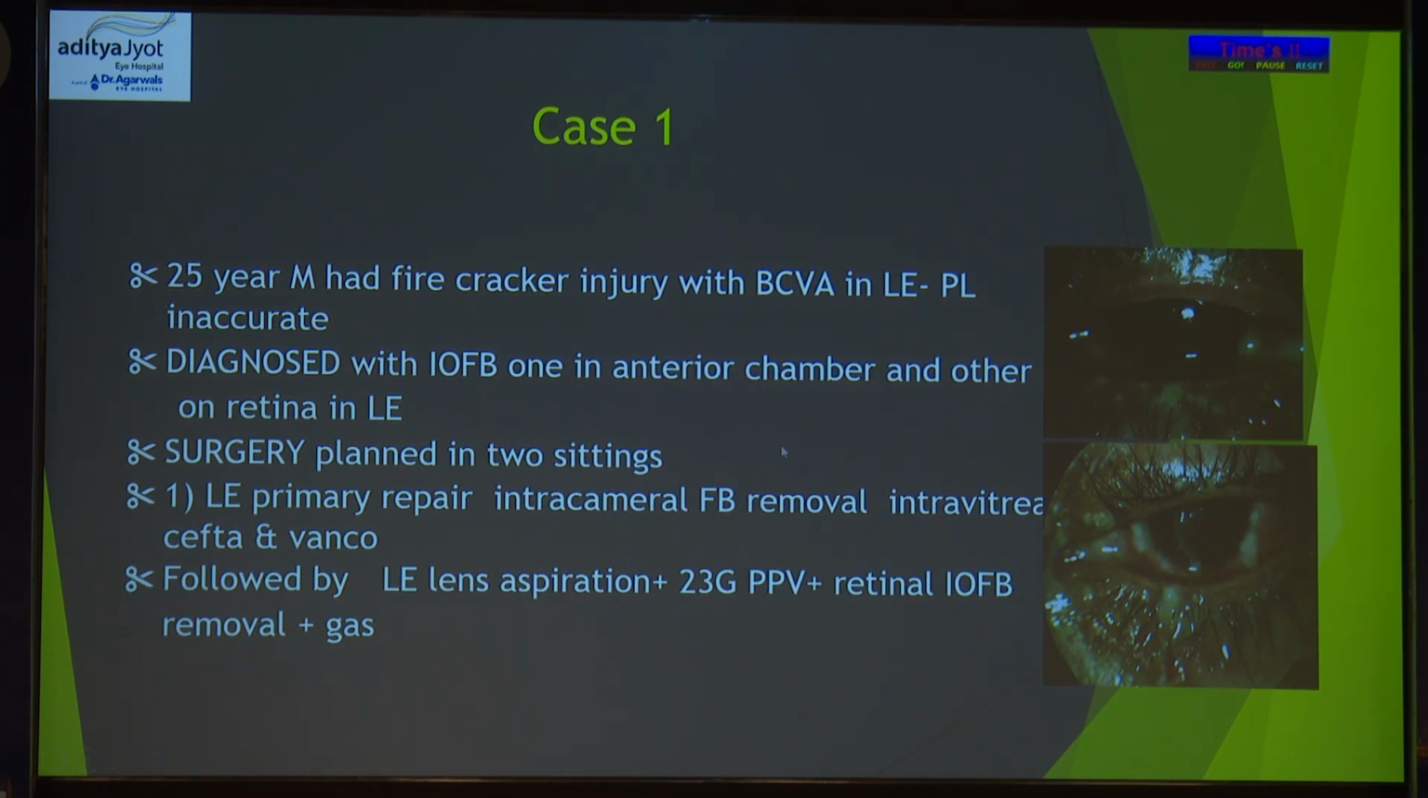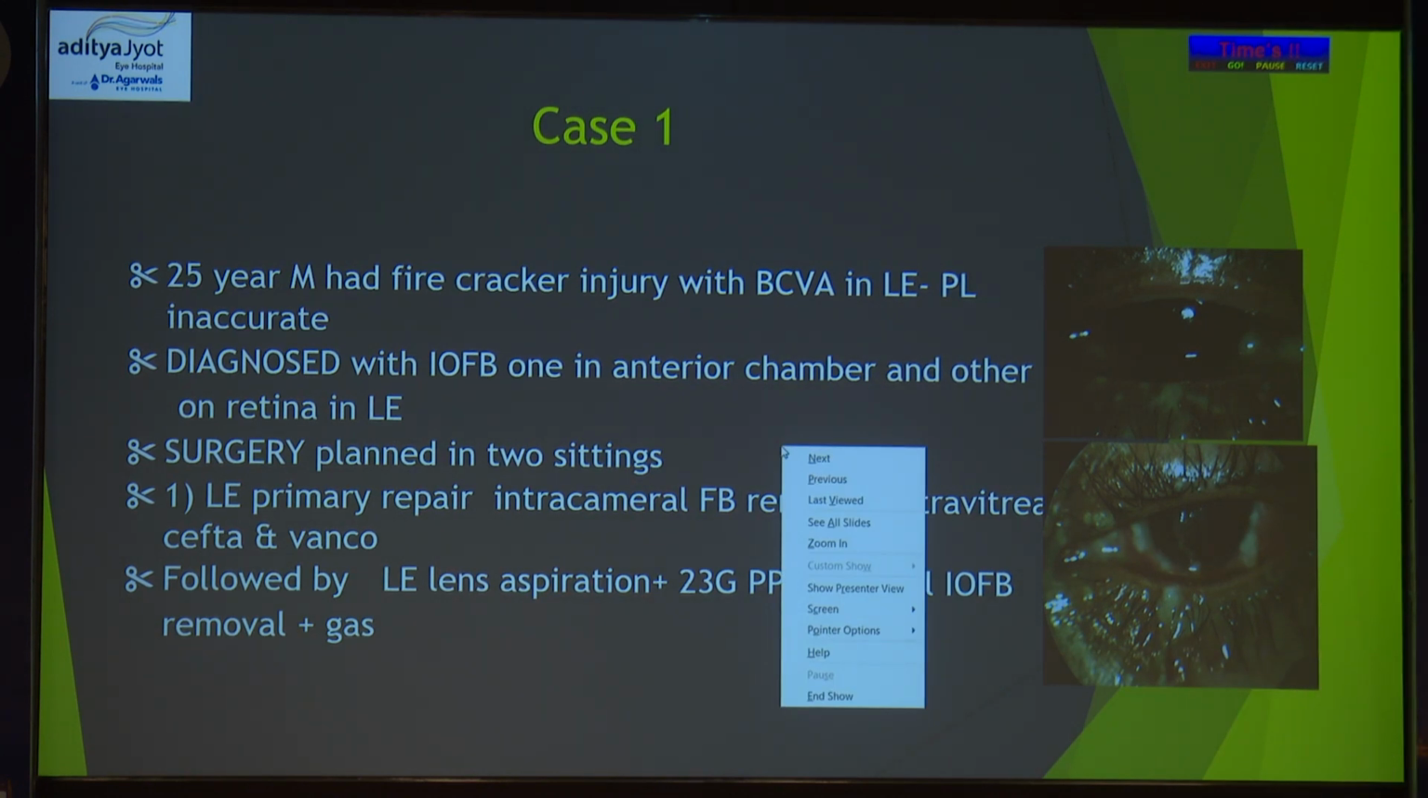Okay, no problem. So, diagnosed with an intraocular foreign body, one in the anterior chamber and the other on the retina. Surgery was planned in 2 sittings: the primary wound repair with intracameral foreign body removal, intravitreal ceftazidime and vancomycin, followed by lens aspiration and 23 gauge pars plana vitrectomy with the intraocular foreign body removal.